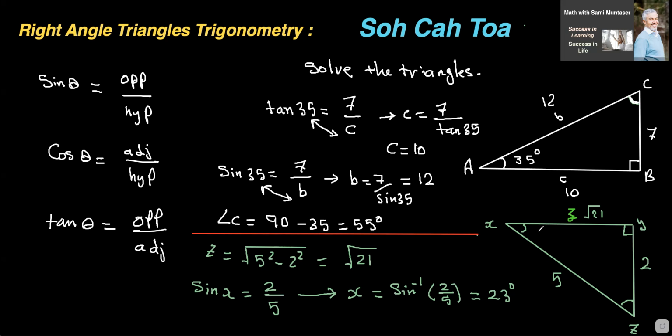Once you find that angle to be 23 degrees, and you don't want to do any more trig after that, you could just go angle Z would equal 90 degrees minus 23 degrees, which gives me 67 degrees. So this is 67 degrees.